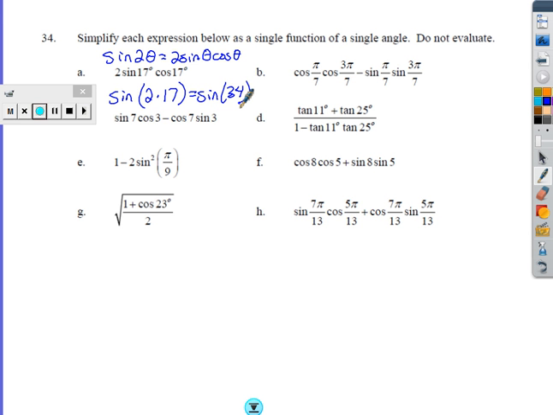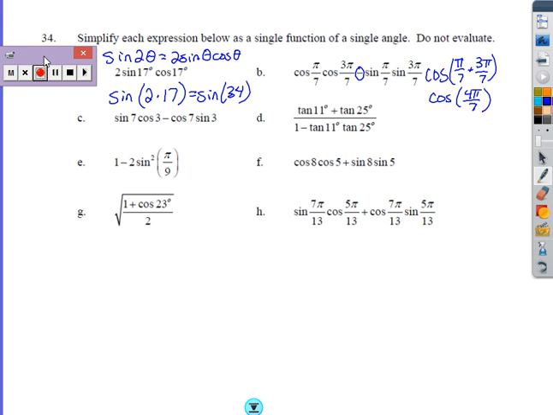Now the next one I notice, this has got to be a cosine sum. Remember that with cosine, you change the sign. So this was subtraction. It's going to be addition. So in this case, I have cosine of pi over 7 plus 3 pi over 7, which of course is just the cosine of 4 pi over 7.